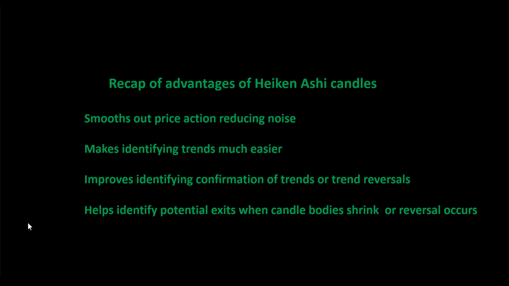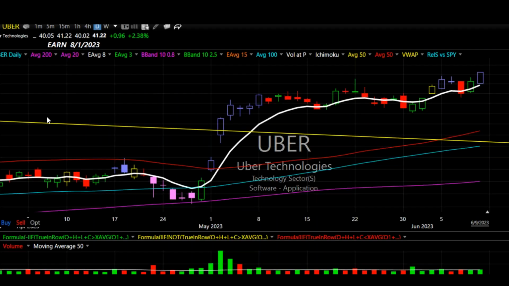Are shadows the same as wicks? They're not. The shadows are not the same as wicks. On regular candles, this is an Uber chart, and these are regular candles on Uber. You see the wicks and tails. Here's a wick here. Here's some tails here.